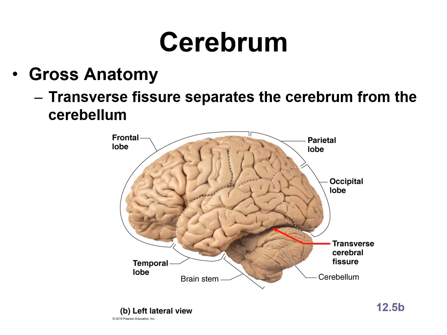This is a lateral view of the brain. Here we have the cerebrum again, and notice that the cerebrum is separated from another region of the brain, the cerebellum here, by another fissure. This is called the transverse fissure because it's in the transverse plane.